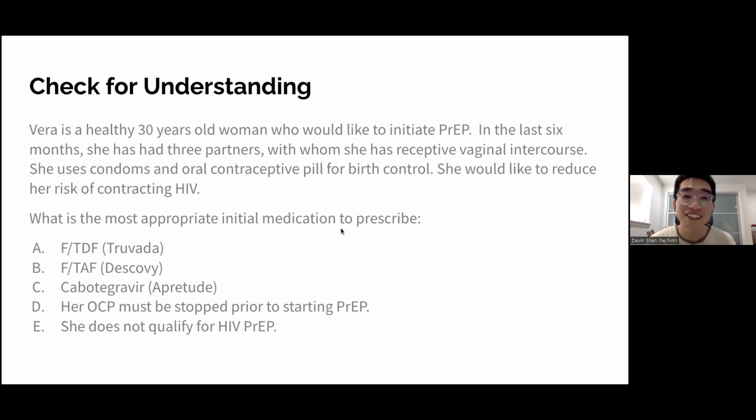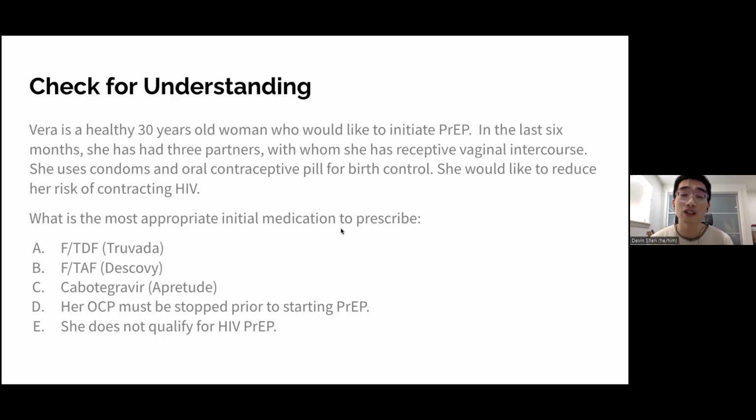All right, let's see what the group thinks. So the correct answer for best initial choice is emtricitabine with TDF, or Truvada. Cabotegravir is actually another option for a patient who has receptive vaginal intercourse. However, Truvada is the best choice, given that there's a generic formulation available and many clinics have not been set up to give cabotegravir yet.